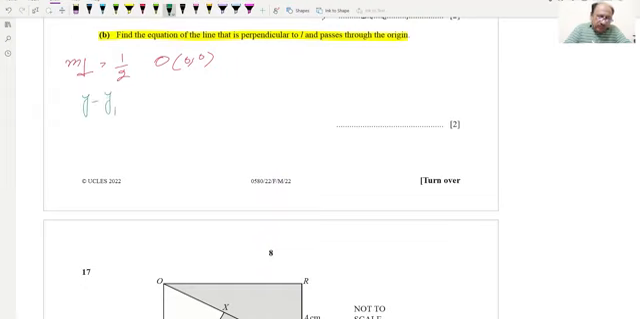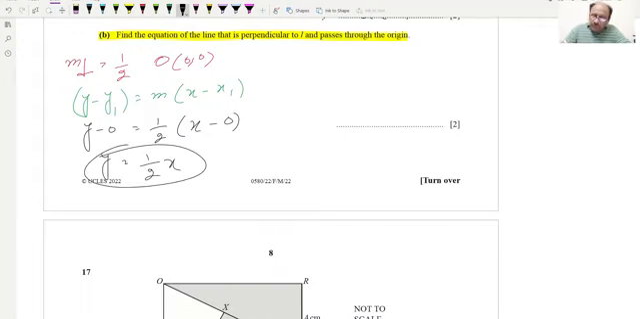y minus y1 is equal to m into x minus x1. So we can write y minus 0 is equal to 1 by 2 into x minus 0, so y is equal to 1 by 2x, and this will be our equation. This is a 2 marks question which we are done. Hopefully you understood this question.